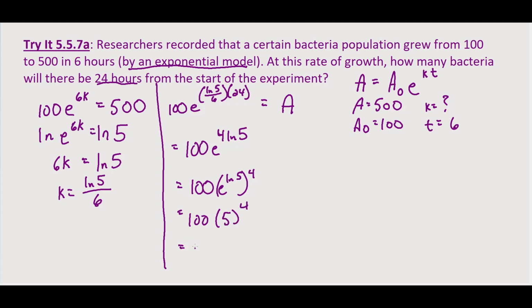Well, 5 to the 4th is 625, so 100 times 625 means that after 24 hours, we would expect there to be 62,500 bacteria.